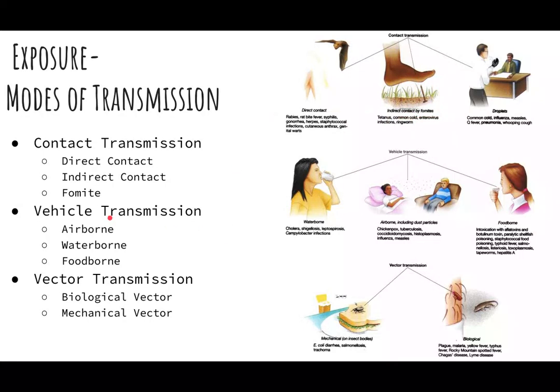Then we have vehicle transmission. This is where something non-living is going to actually carry the pathogen around. One form of vehicle transmission is going to be airborne transmission. Note this is different from contact transmission with droplets. In airborne transmission, the pathogen is able to float around in the air for long periods of time.